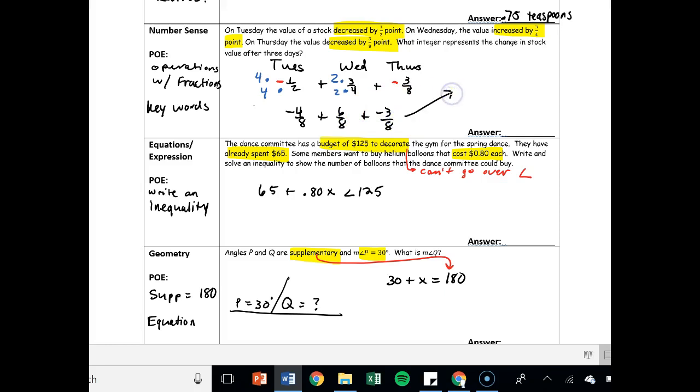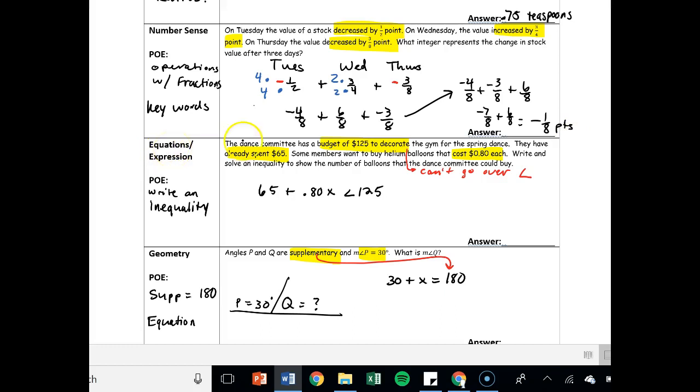You can use the commutative property and rearrange this around. Put the negatives next to each other, because that's the same sign problem. When you do that, you get negative 7/8, because that's what negative 4/8 plus negative 3/8 is, plus 6/8, and that gives your answer, obviously, of negative 1/8 point. So the stock overall is down, right?